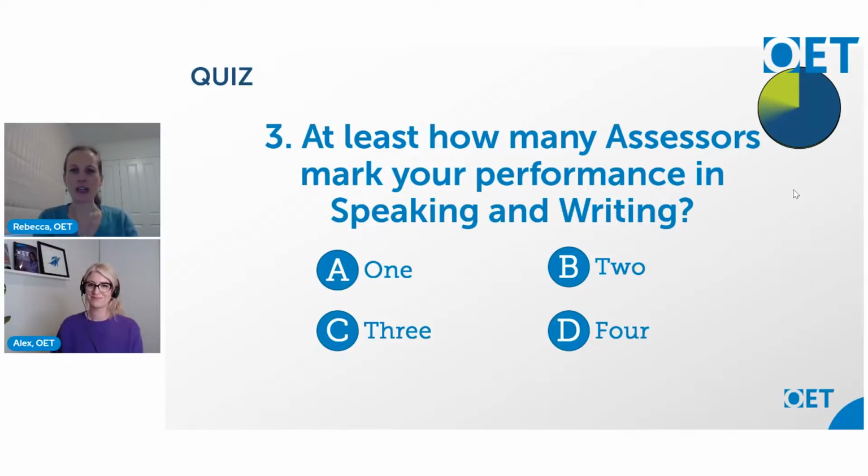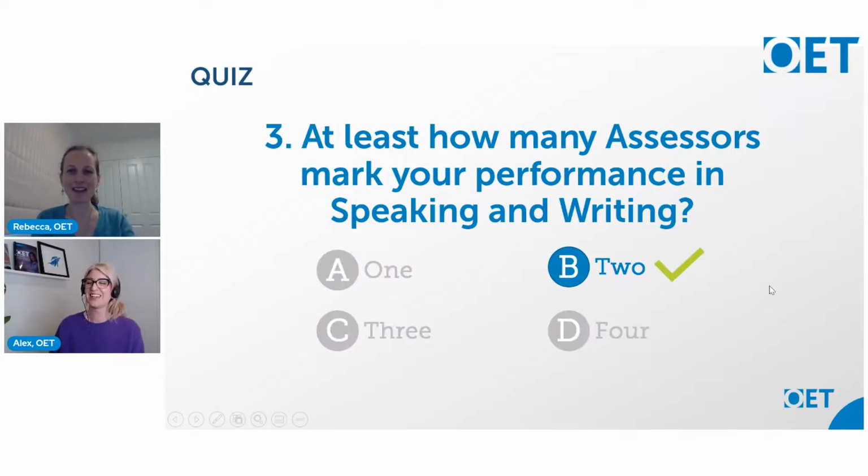Time's ticking down. I think Kayla might have been pipped this time by Surush, but very quick again. The correct answer is at least 2. There could be 3, as we saw in the video, if those 2 original assessors don't agree entirely on your score, but at least 2 for every part of the test. In fact, not just speaking and writing, listening and reading as well. 2 assessors will mark your performance.